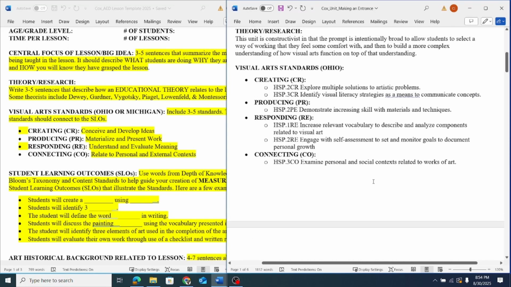Here, you can see I listed them by the code that they are put online. Since this is high school proficient, that's where the HSP comes in. And then point to CR for creating. Explore multiple solutions to artistic problems, identify visual literacy strategies as a means to communicate concepts, demonstrate increasing skill with materials and techniques, increase relevant vocabulary to describe and analyze components related to visual art, engage with self-assessment to set and monitor goals to document personal growth, examine personal and social contexts related to works of art.